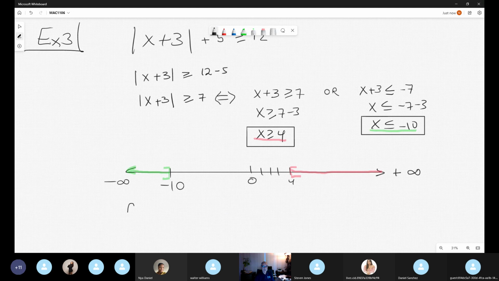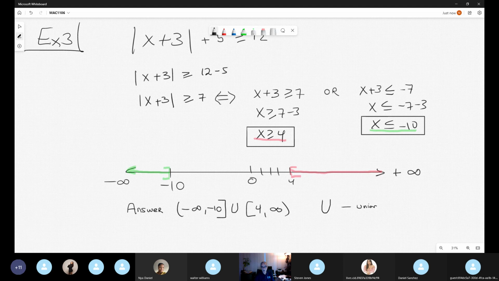But in the test I need to write the final answer. Can you write it like that? Actually, it's two pieces. The green piece is from negative infinity, comma, negative 10 bracket. And the red piece is from 4 positive to infinity. And the solution includes both. How do we connect both? Using the symbol that indicates union. It's not a capital U, it's a mathematical symbol that indicates union.